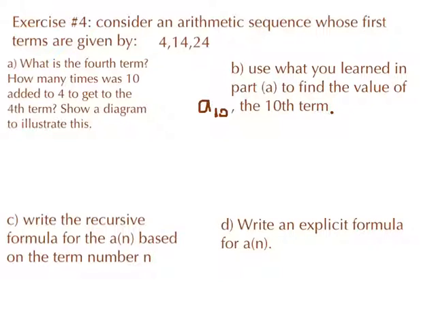Exercise number 4. Consider an arithmetic sequence whose first terms are given by 4, 14, and 24. What I did right away was I tried to figure out what is my pattern. In the first one I went up by 10. Then I added 10 from 14 to 24. So my pattern must be plus 10. So 24 plus 10 is going to give me 34. 34 plus 10 is going to give me 44.